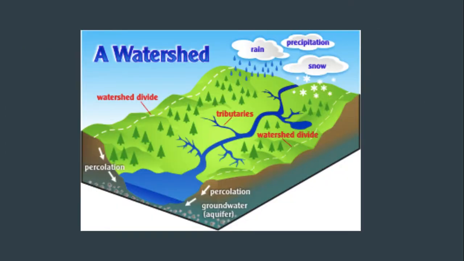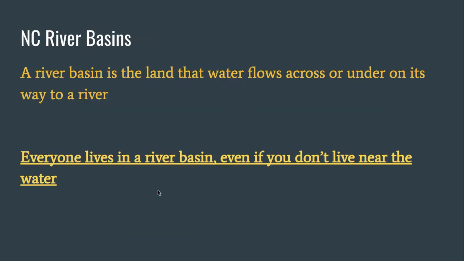We have a diagram here showing what that looks like. Here's our ridge of land. They're kind of like little hills and whatnot. And then the common outlet is usually a river that drains into a lake or an ocean or something like that. All right, how's that different than a river basin?